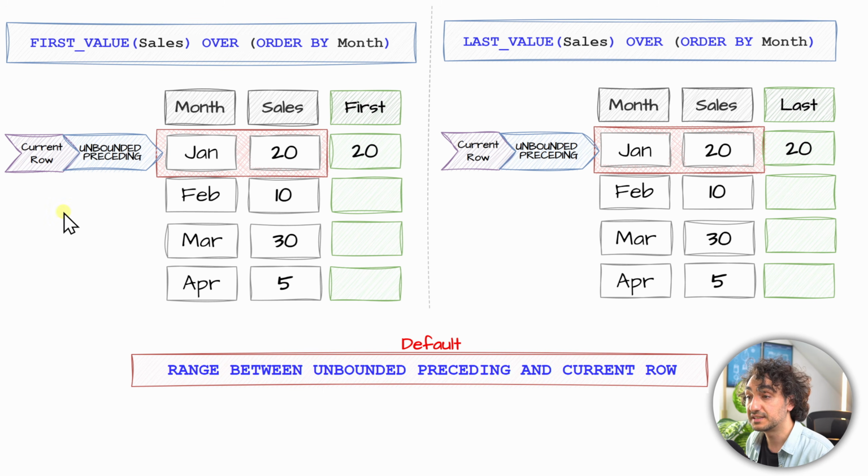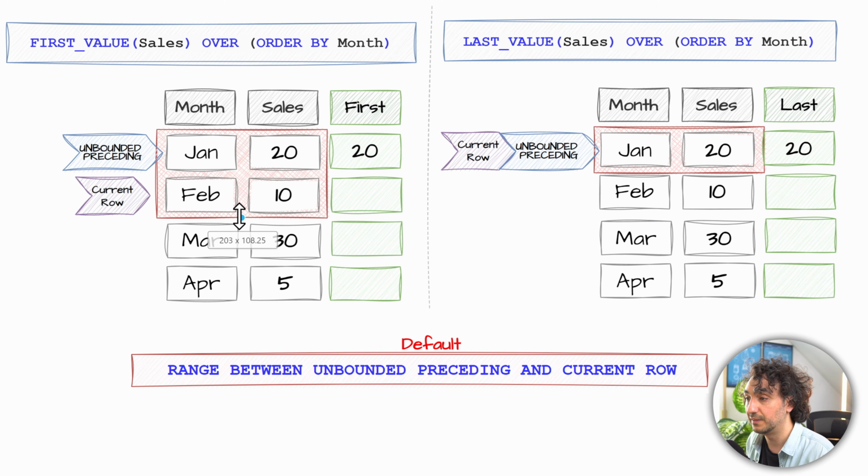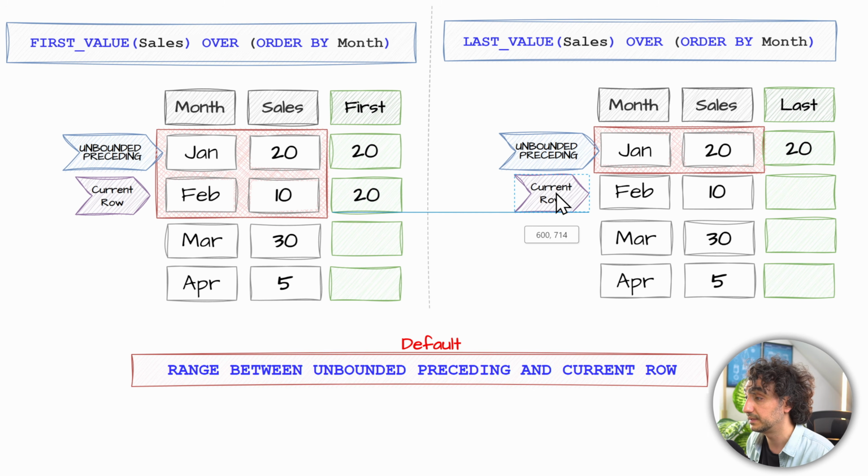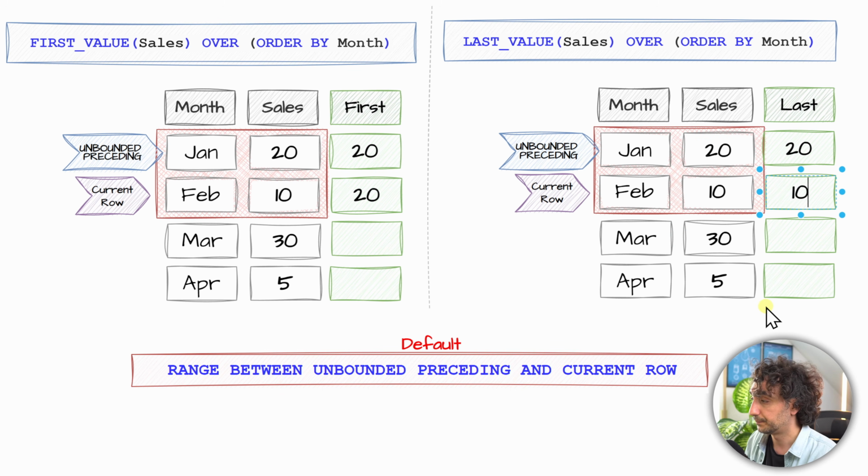Now let's move to the second row. It's going to be pointing to February, and the frame definition is going to be extended like this. So what is the first value in this frame? It's going to be as well 20, right? So in the output, we're going to get 20. And now on the right side, the current row is as well pointing to February, and the window is going to get extended. So what is the last value of this frame? It's going to be 10.